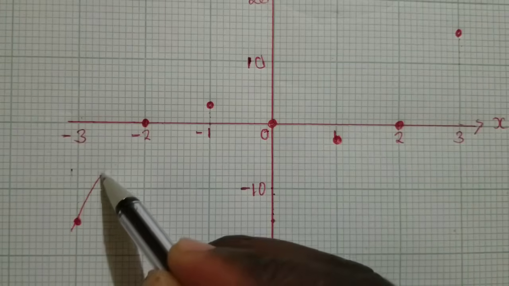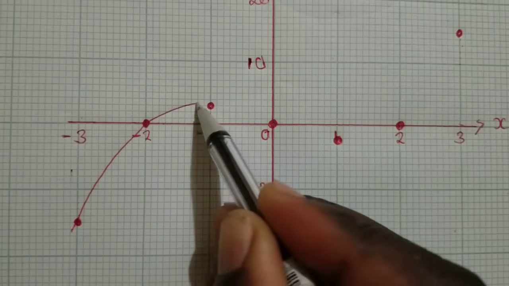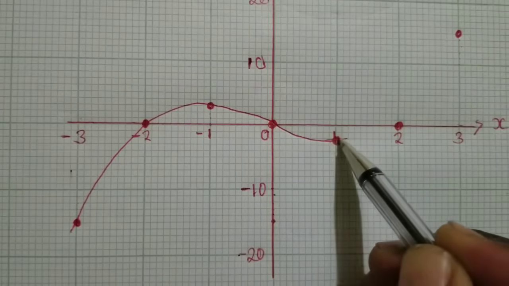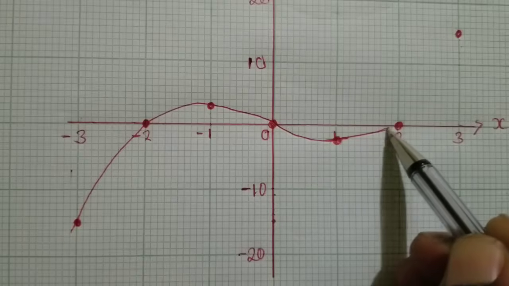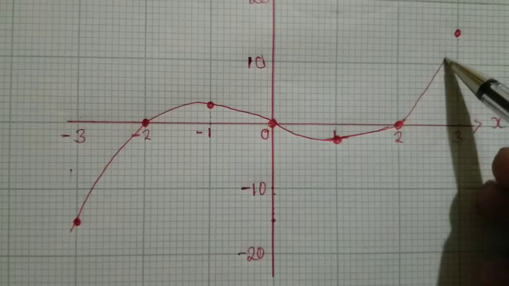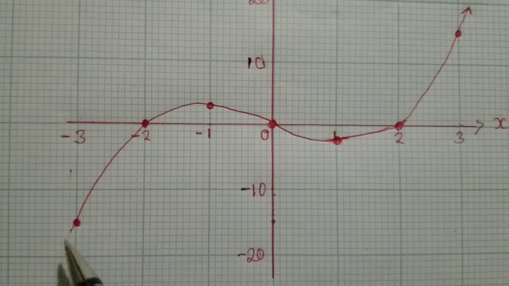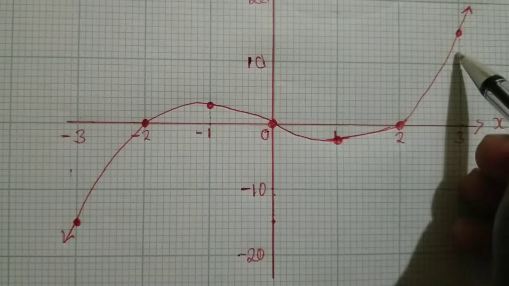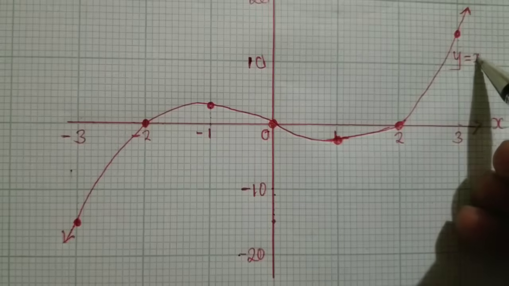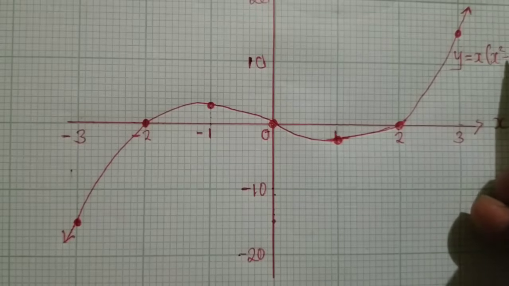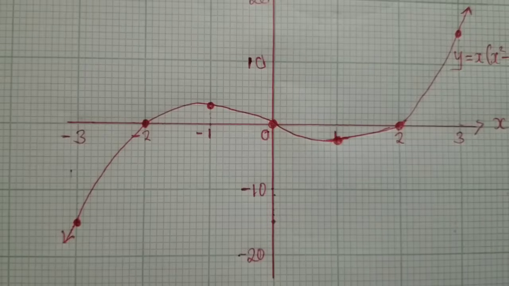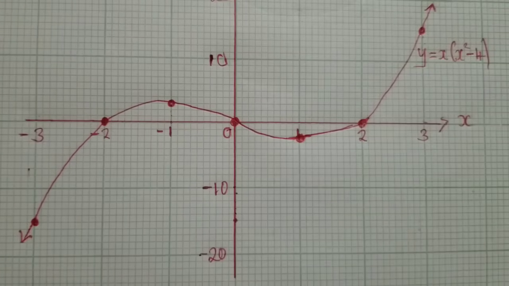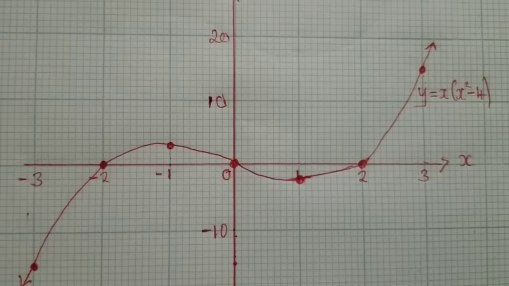So these are the coordinates that we need to join. So we go like that. And remember, you must use a pencil as you are working on this. Your graph must look nice. Okay, so after you've done that, you show even the arrows. You even write here that y is equal to x(x squared minus 4). You write the equation. So this is the graph we have right here.